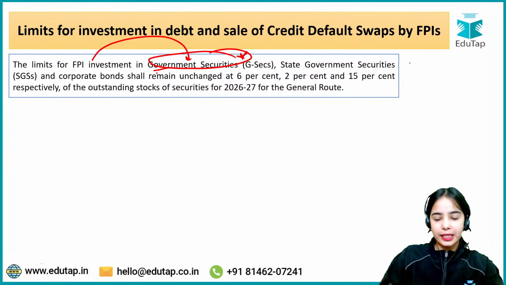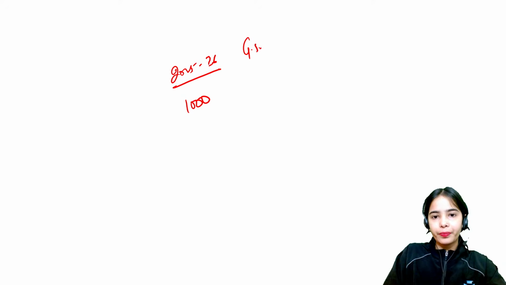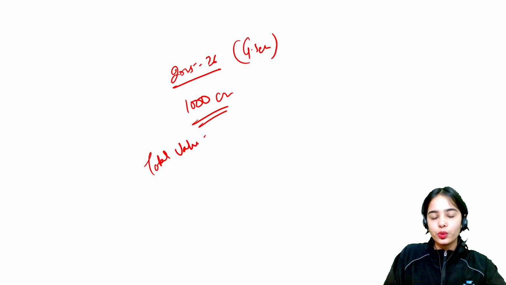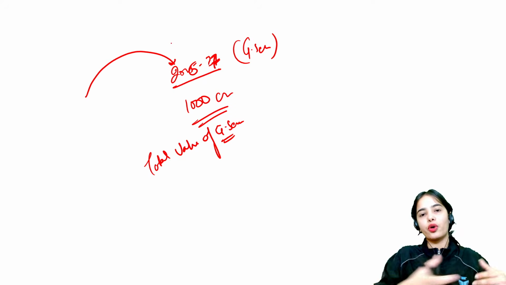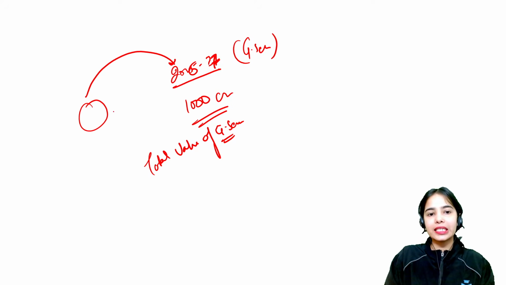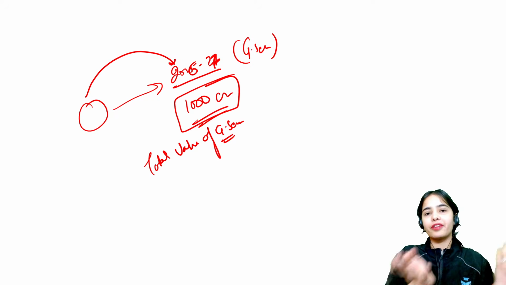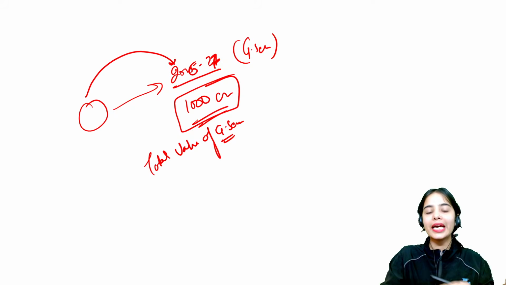So if, let's say, the government in 2025-26 had the outstanding stock of government securities, this is the total value of the government securities that is present for 2026-27, okay, from the previous year. This total value of the government securities did not mature in the previous year, and this continued for 2026-27. So these are the previous government securities that were issued in the previous financial year or before that, and these government securities have not matured, they are continuing.